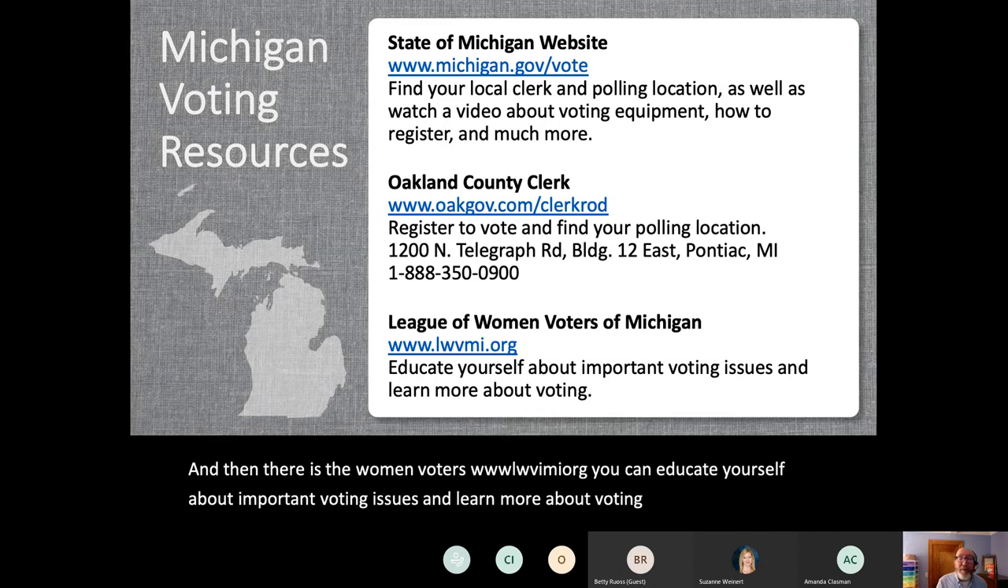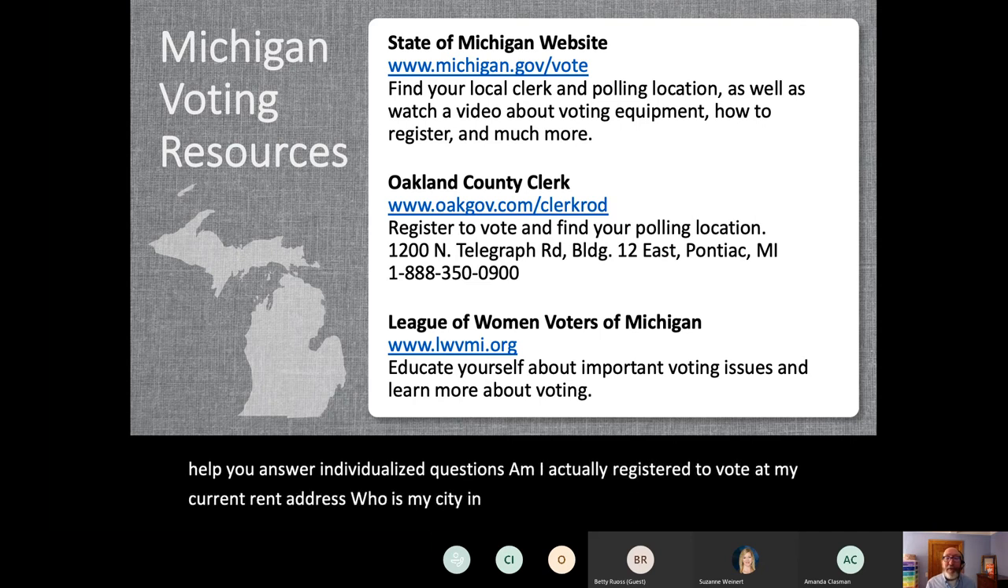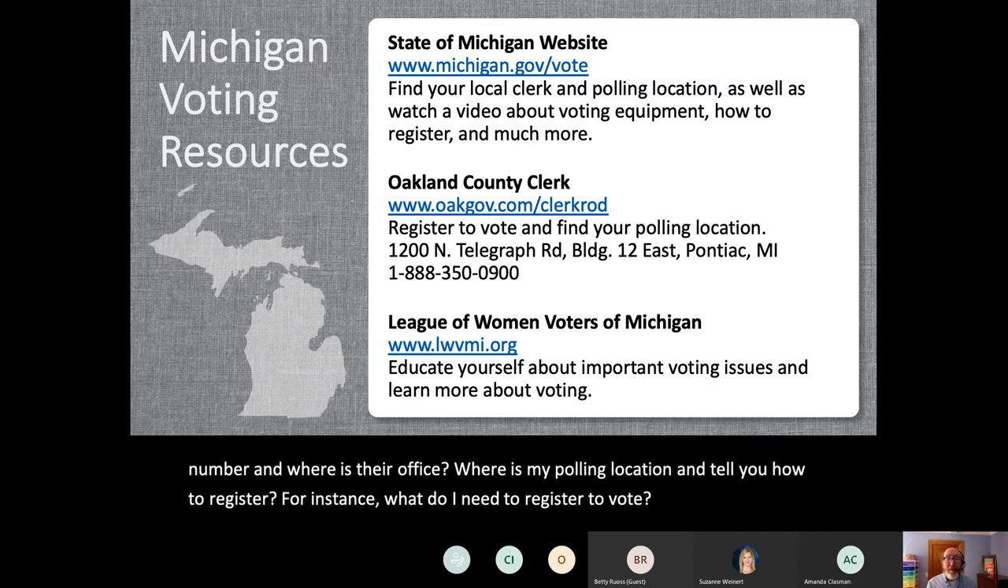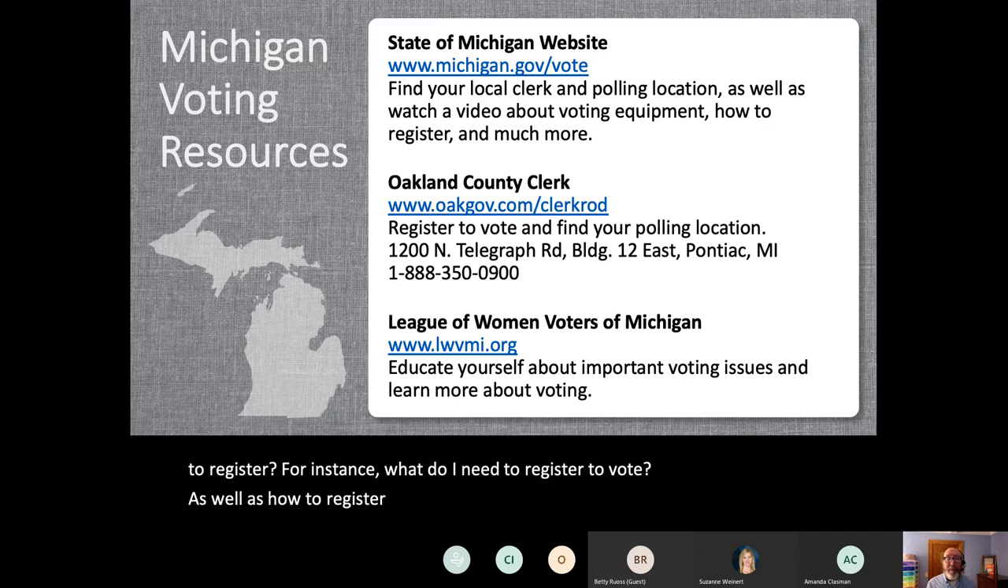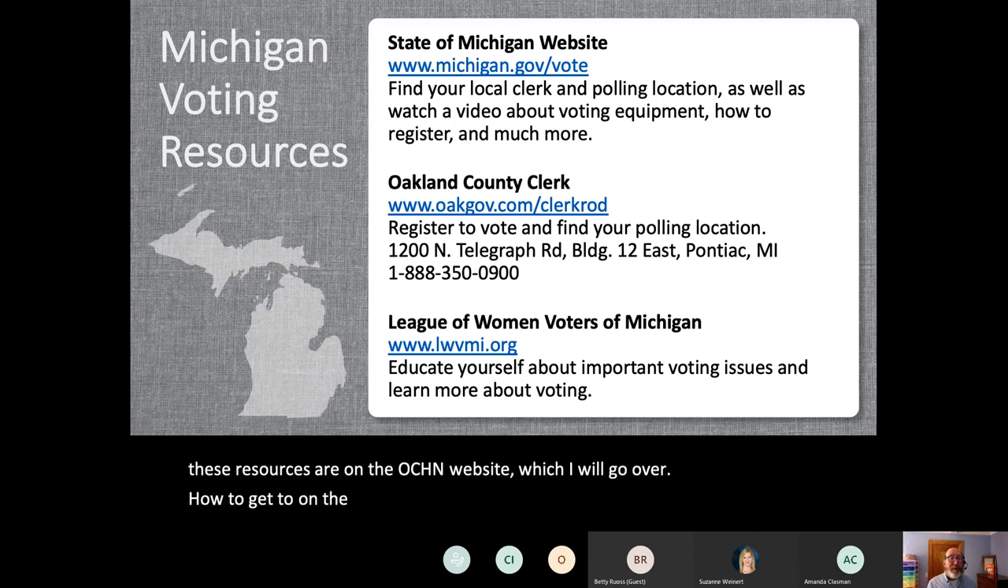These resources can help you answer individualized questions like, am I actually registered to vote at my current address? Who is my city and township clerk? And what is their phone number? And where is their office? Where is my polling location? And tell you how to register. For instance, what do I need to register to vote? As well as how to register, or how to request an absentee voter ballot. The links to these resources are on the OCHN website, which I will go over how to get to on the next few slides.